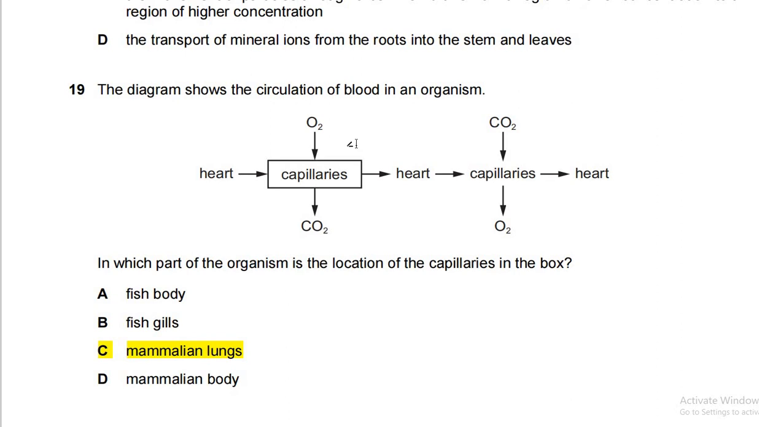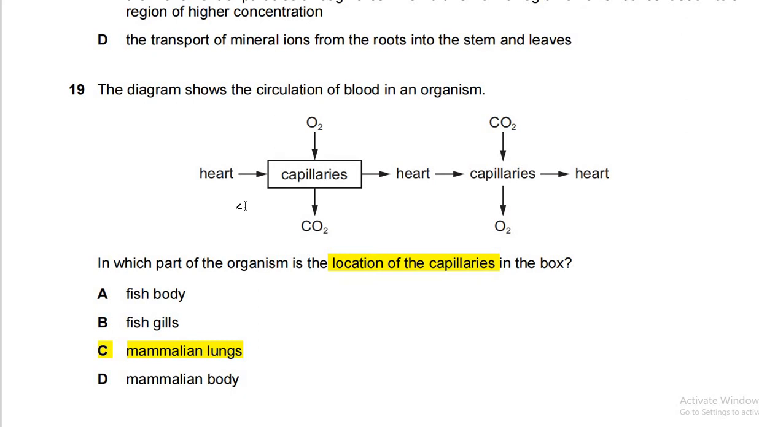Now, the diagram shows the circulation of blood in an organism. In which part of the organism is the location of the capillaries in the box? They want the location of the capillaries: oxygen to the capillaries, carbon dioxide. If you see this at one glance, you'd be confused. There is no organ drawing, no organ part mentioned, it's just words and boxes. That's definitely confusing.